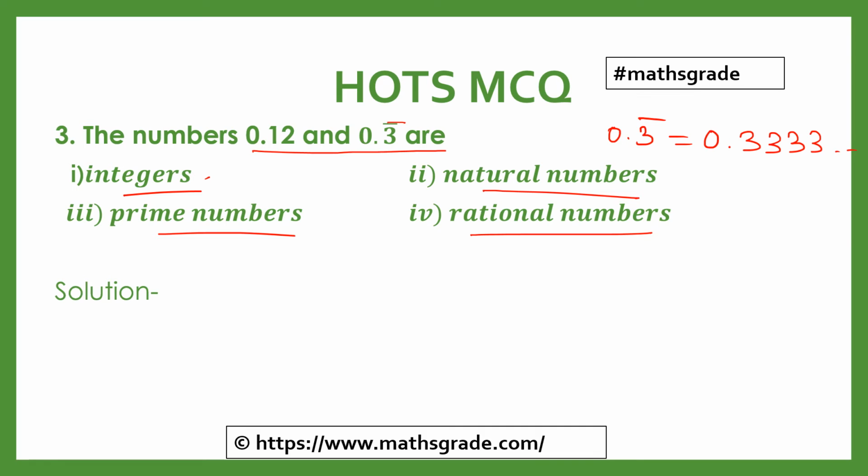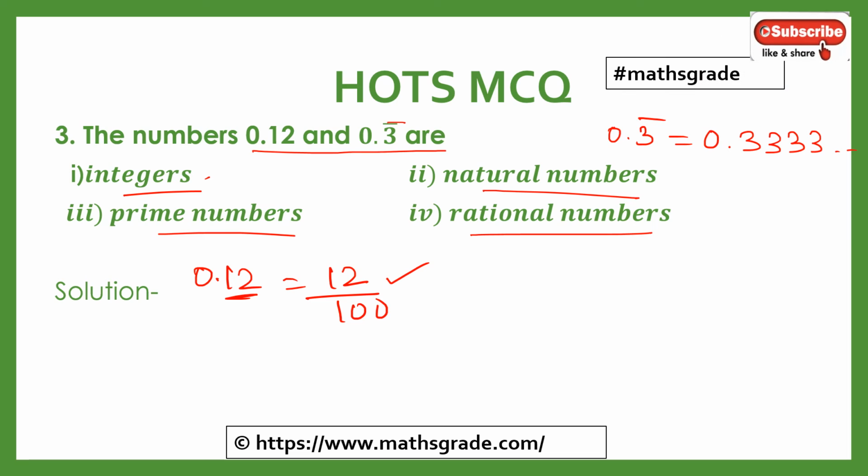Integers? 0.12 can be written as 12 divided by 100. After the decimal point there are 2 digits, so we have to place 2 zeros with 1. So this is 12 divided by 100, and 12 divided by 100 is a rational number because the numerator 12 and the denominator 100 are both integers and the denominator 100 is not equal to 0. So this is a rational number.